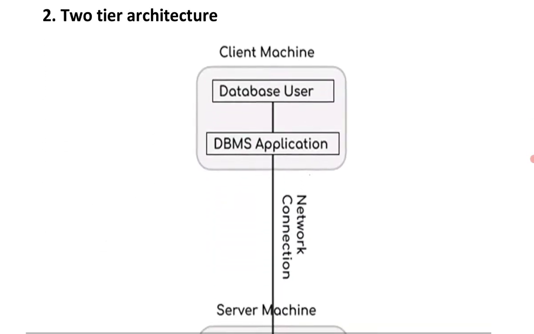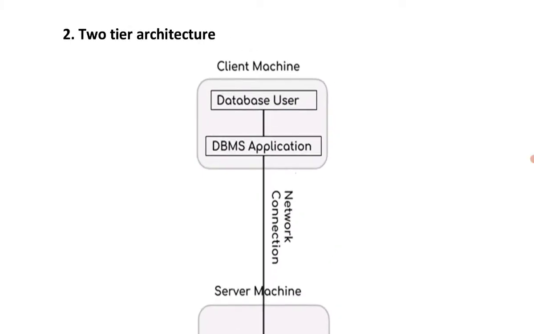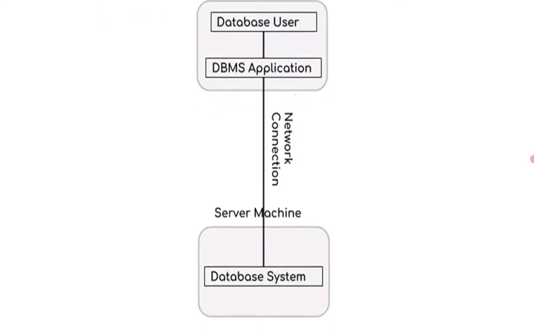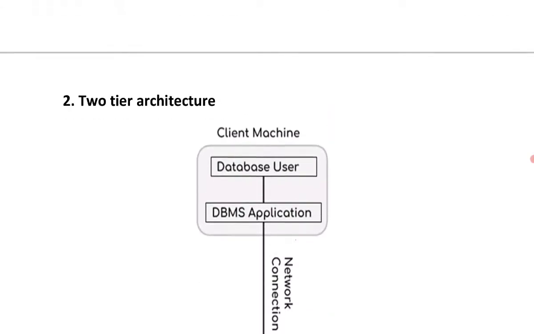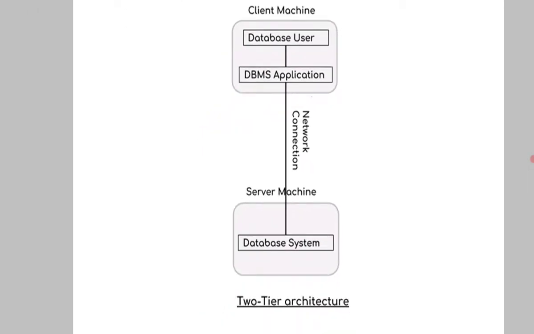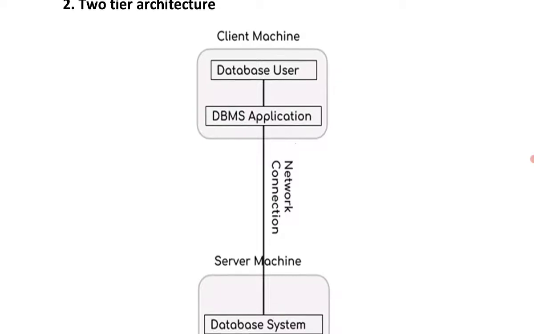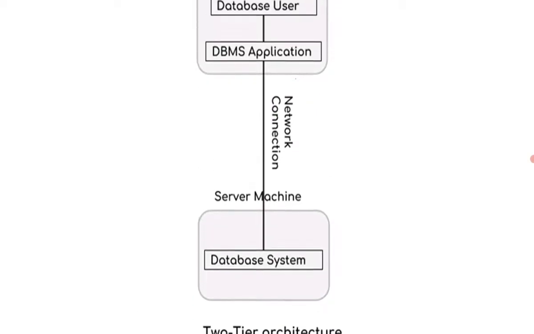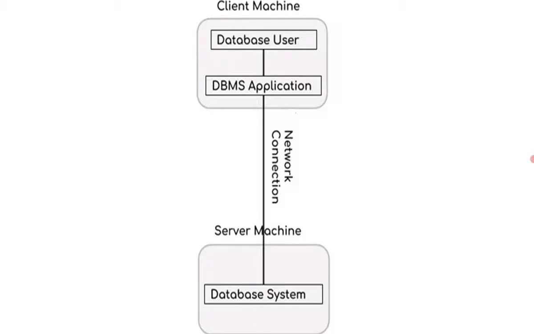But in 2-tier architecture we use client server technologies. The diagram is like this. The DBMS software is installed in the server machine, and the clients can access the DBMS over a network, using cables, wireless and other technologies.